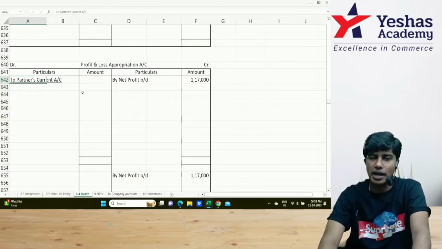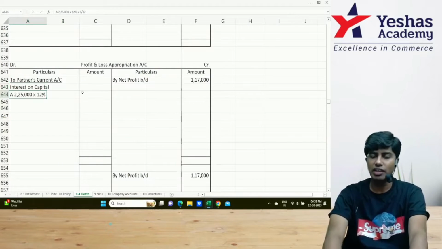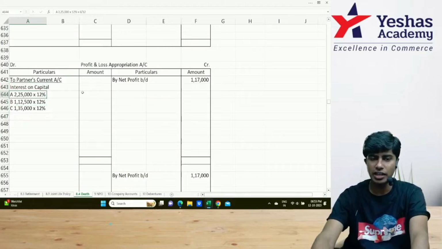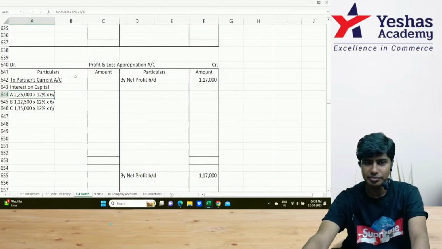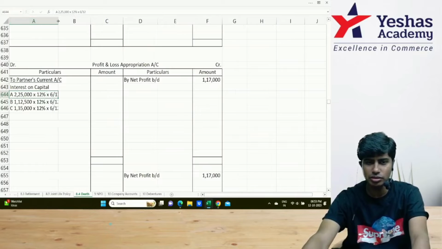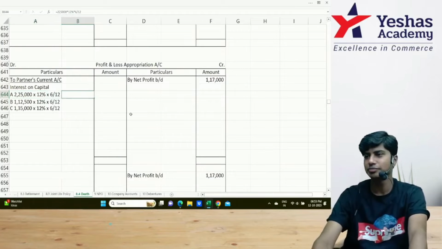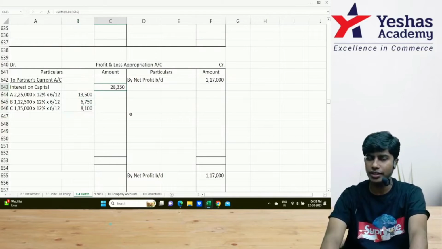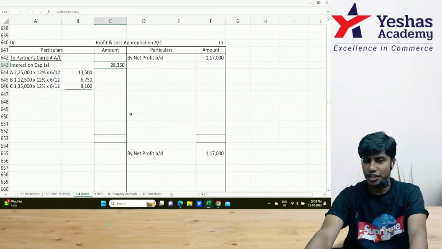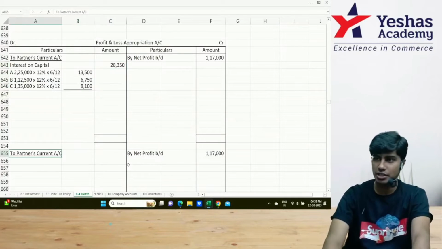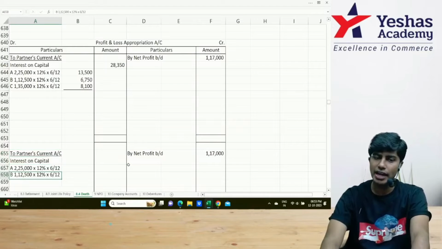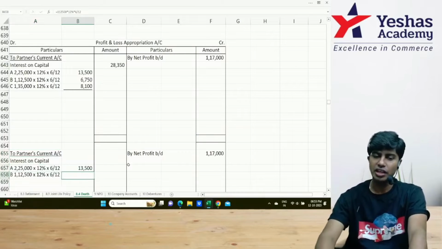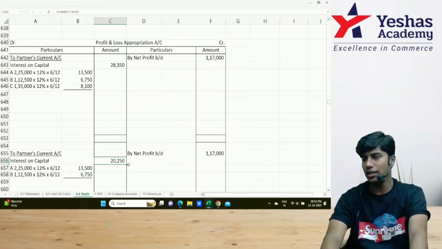I'll write here: two partners' capital account, interest on capital. A: 2 lakh 25 into 12% into 6 by 12. B: 6 by 12. C: 6 by 12. How much is it? 13,500, 6,750, 8,100. Altogether 28,350. Before you finish, write interest on capital here also for the second 6 months. Second 6 months you will give interest, but only for A and B, not C. 13,500 and 6,750 together 20,250.